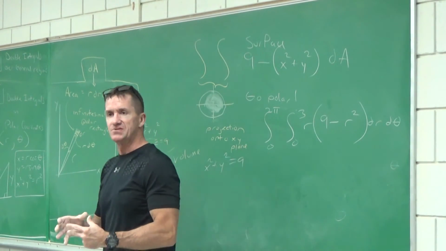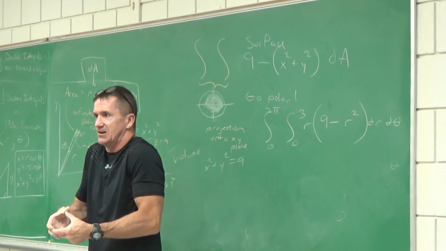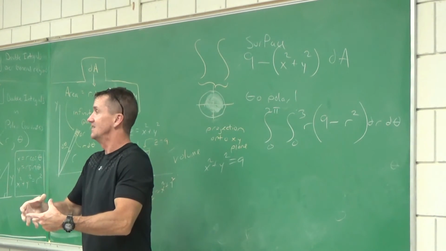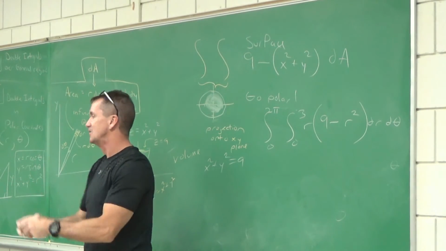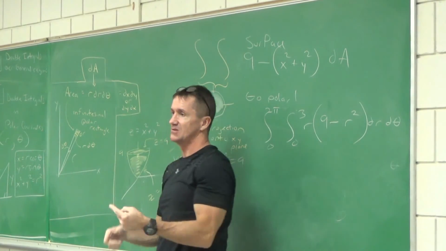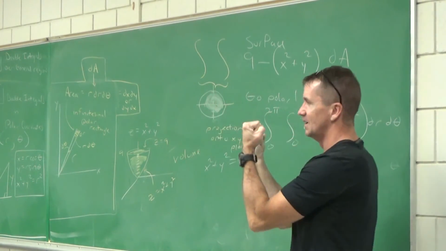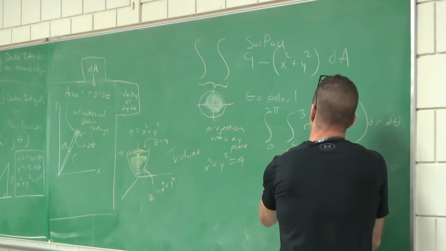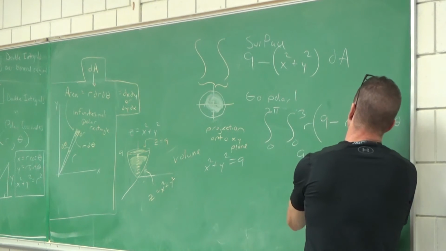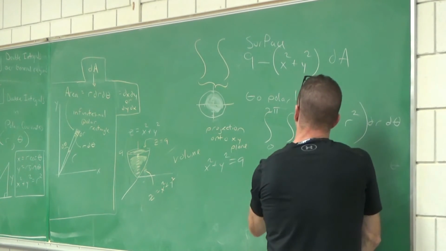Many of the shapes we've seen so far have cross sections that are circles. Think of a sphere, the projection of a sphere onto the xy plane. Circle. Circular paraboloid. Circles. So that's why polar coordinates is going to be a huge help in working these problems. All right. 9r minus what? r cubed.